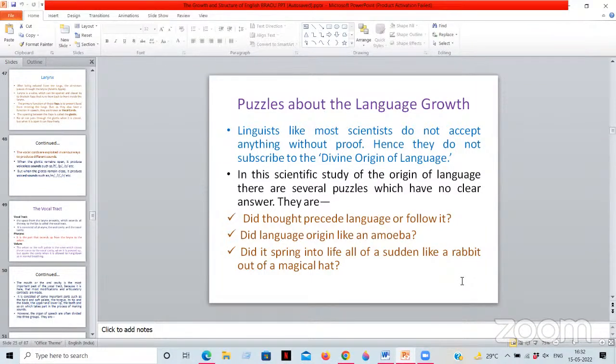Okay, so we'll meet in the next class and we will finish this complete subject superficially.